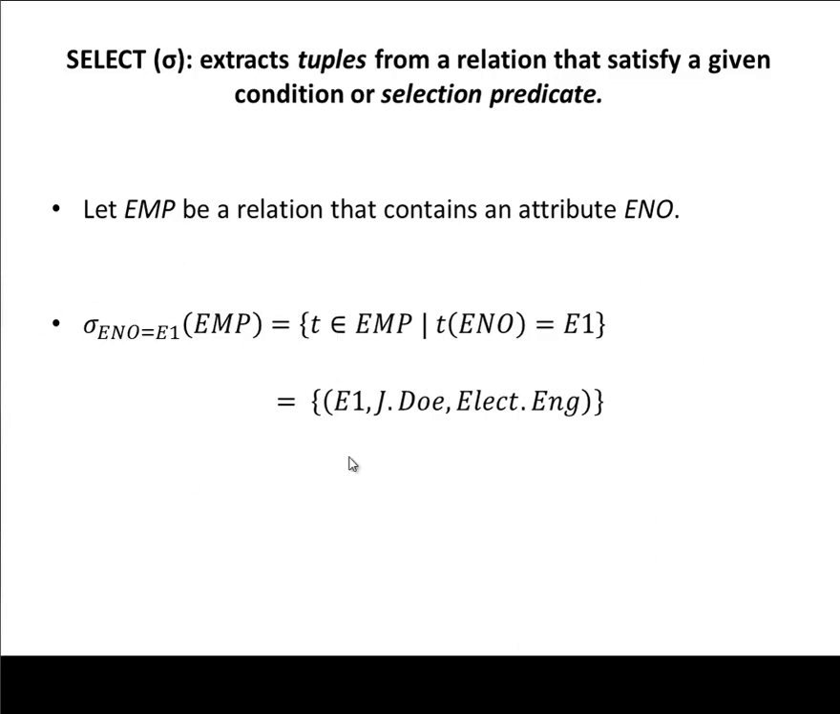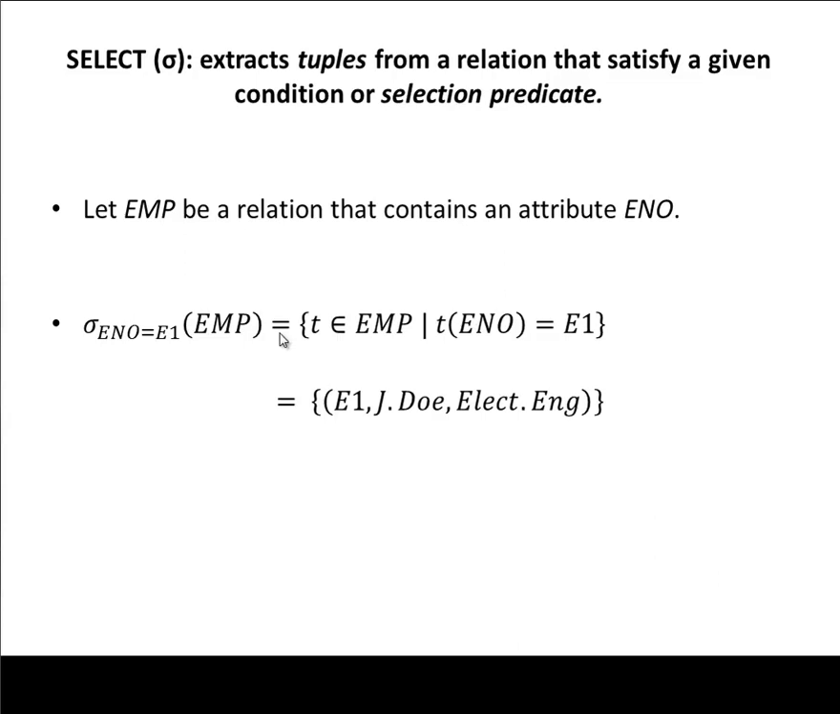So the construction of this notation is not too hard. We read this as select from the relation EMP, subject to the condition that we want to select the tuple where the value of the employee number is equal to E1. And if we express that in set notation or mathematical notation or a combination of both, we see that this expression results in a set. We indicate that with braces.